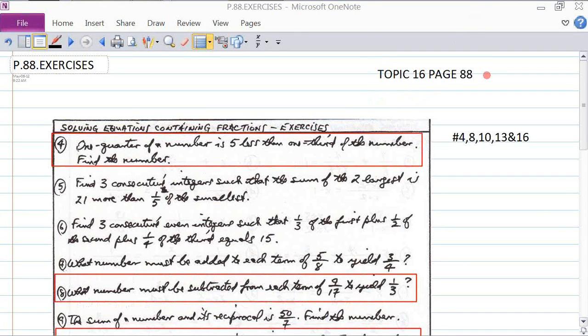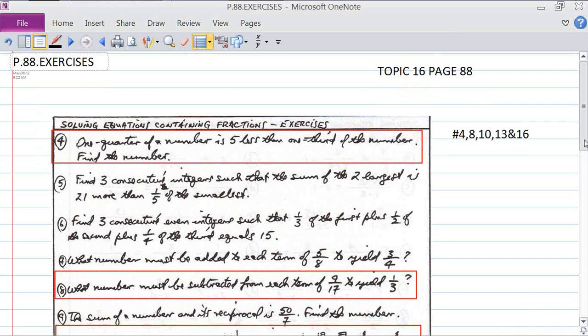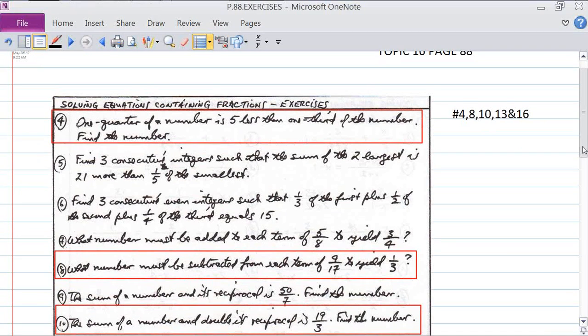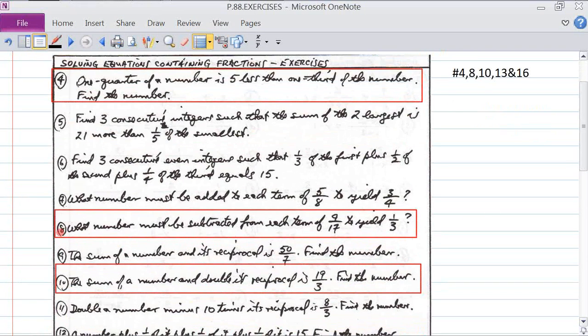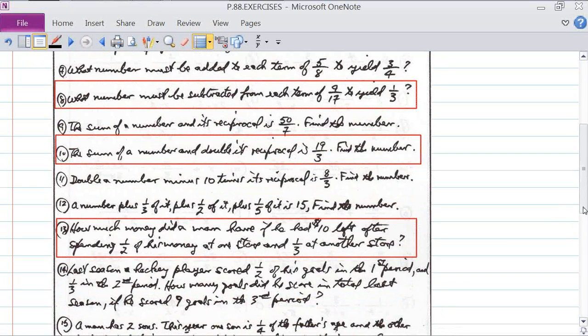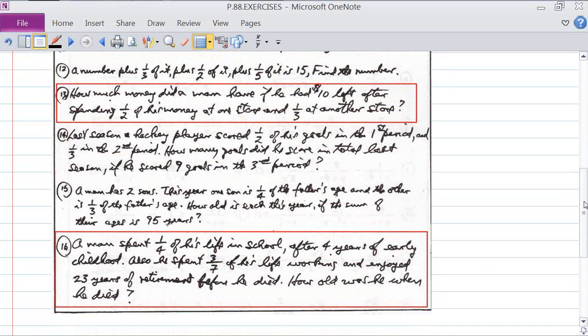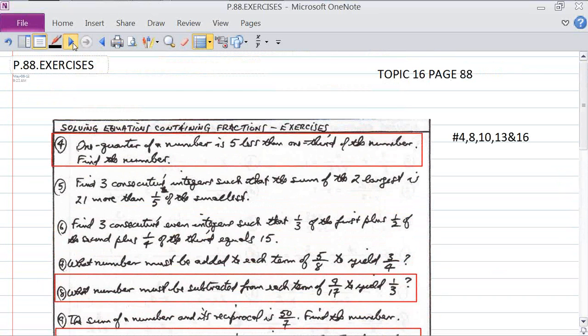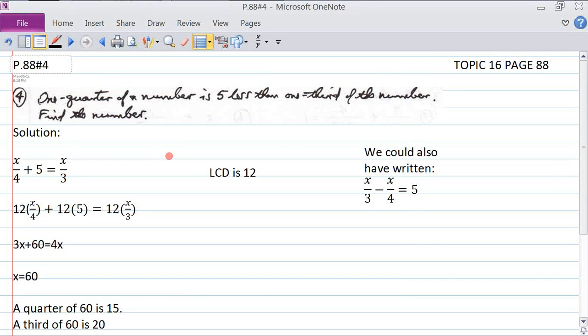On page 88, topic 16, and we're going to do 5 problems from this page. Problems number 4, 8, and 10. So we're going to do 4, 8, and 10, and then we're going to do 13 and 16. So all of these are word problems where we have to translate them into equations. These are equations that involve fractions. So we're going to have to find the LCD and then multiply through.